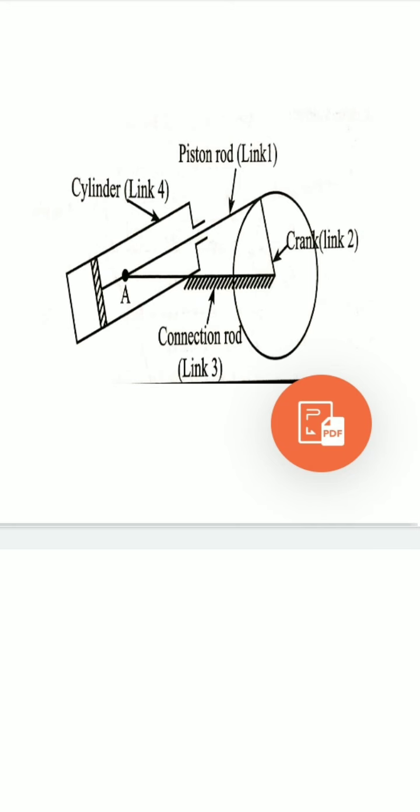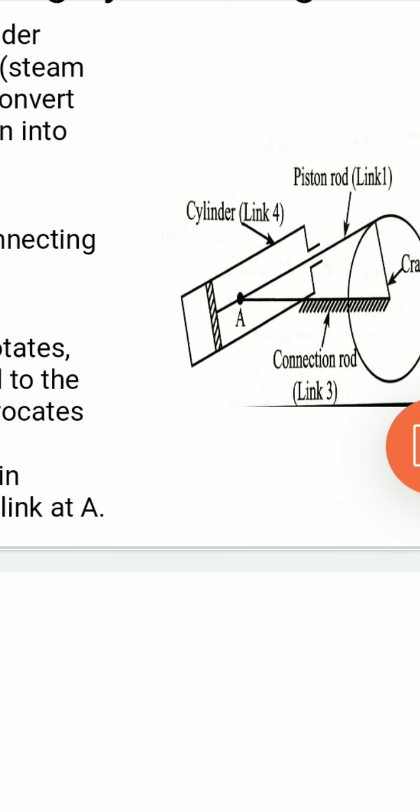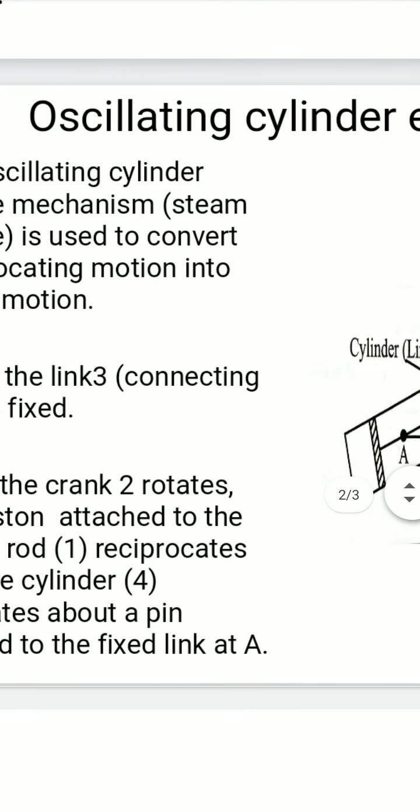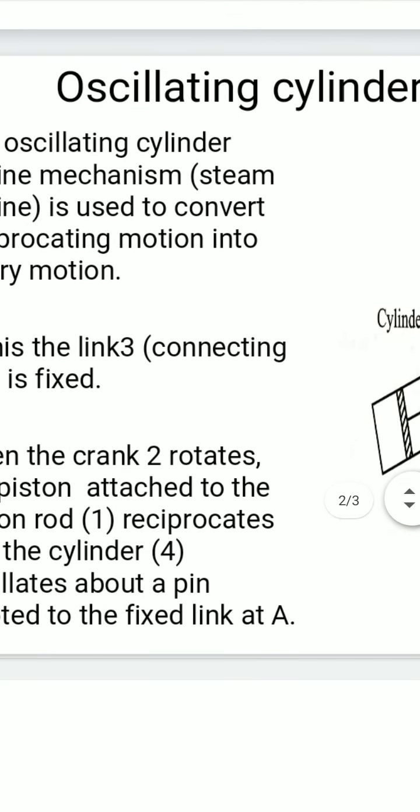Once again, in this mechanism, the connecting rod is fixed. As the crank is rotating, the piston rod which is connected to the piston reciprocates. As the piston is reciprocating, the cylinder, which is the link 4, oscillates about the point A. In this way the reciprocating motion is converted into the rotary motion. This is the second inversion, which we call the oscillating cylinder engine mechanism.